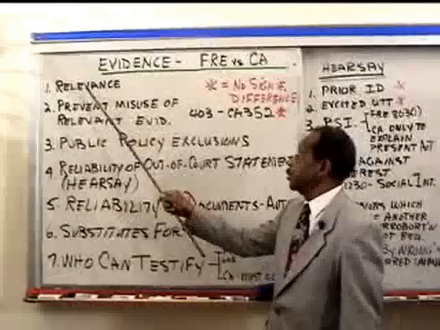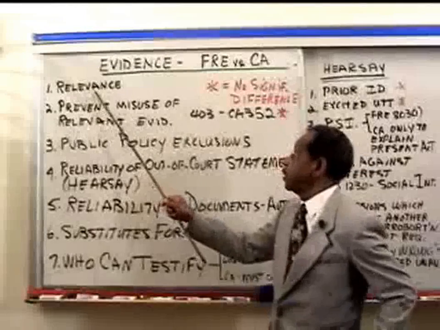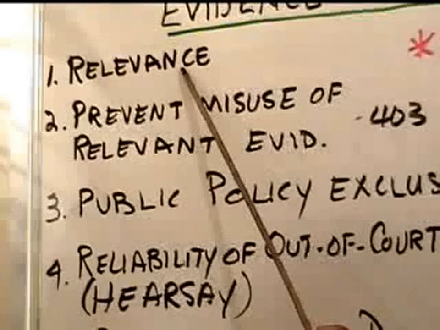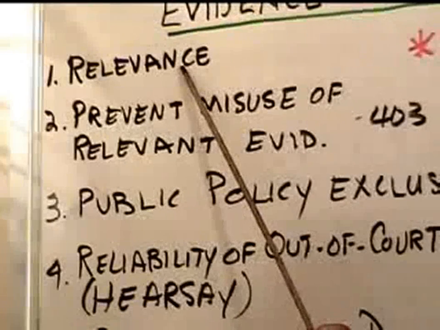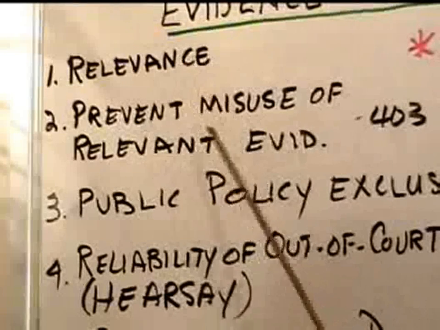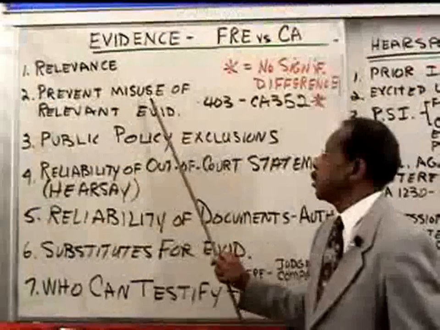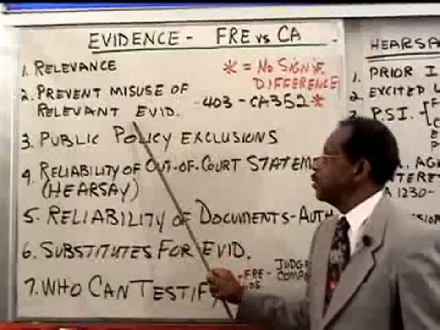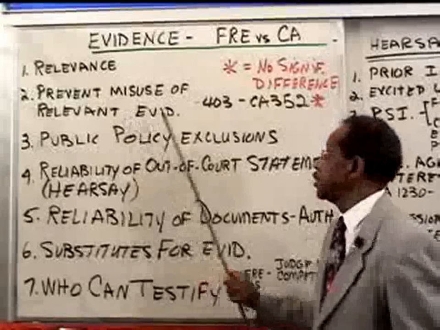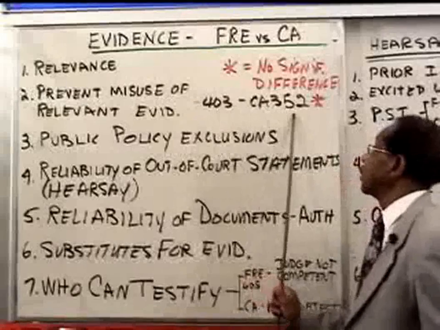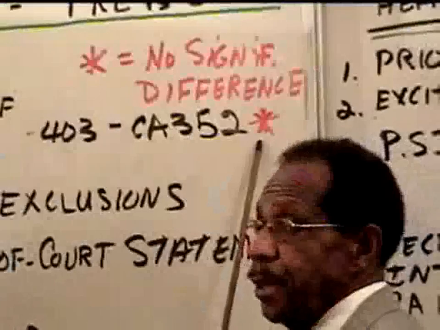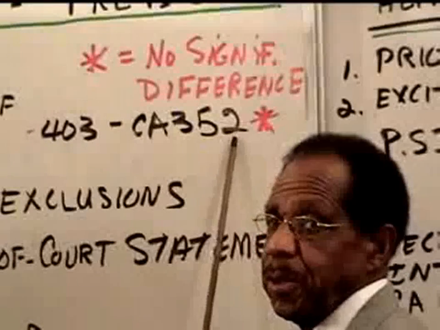The material on the board is organized first into relevance. You certainly, in thinking of the law of evidence, would think, is the evidence relevant or not? And we'd want to know the California versus the FRE rules on evidence relevance. Secondly, there are some rules which are designed to prevent the misuse of relevant evidence. We see Federal Rule 403 and California 352, which is the equivalent of that. And there's a red asterisk here to indicate there's no significant difference between those two rules.